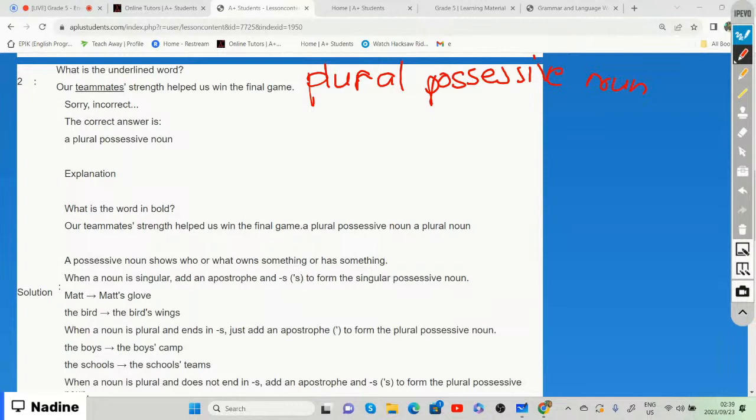Shows more than one, right? And with teammates, as you can see, to show possession or ownership, we say teammates'. So there's the word teammates. If we want to show possession, then we put the apostrophe behind the S, not before the S, because this word is already ending in S as much as it's just plural form.